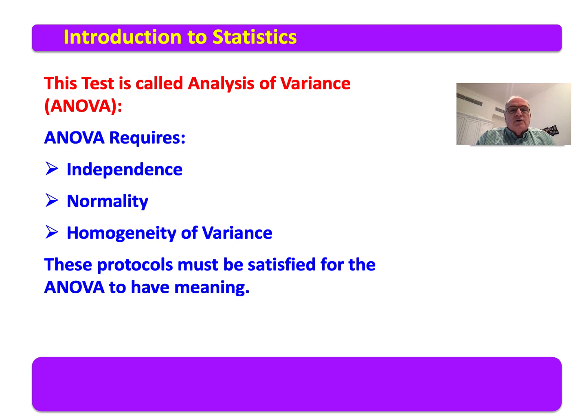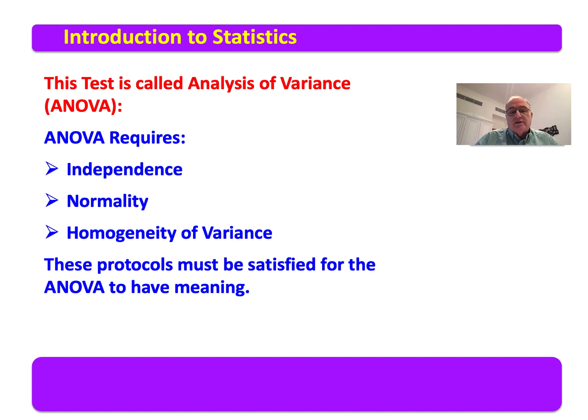Now, the test that we're going to use is called analysis of variance, shortened to ANOVA, A-N-O-V-A. And ANOVA requires 3 things in the protocols before it has actual meaning. The first of those is independence. The populations that we're examining must be independent of each other. Normality, they must be normally distributed, and then they must have homogeneity of variance. In other words, the curves have similar standard deviations.